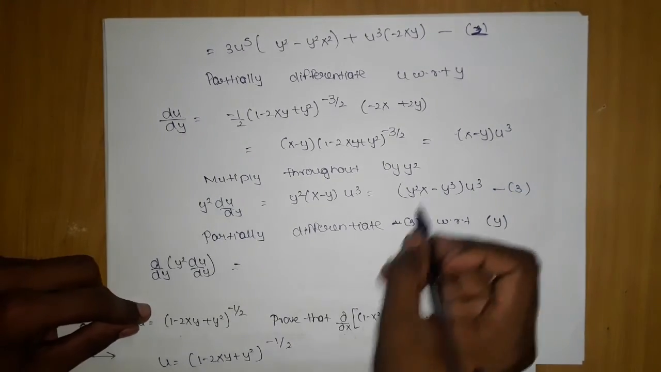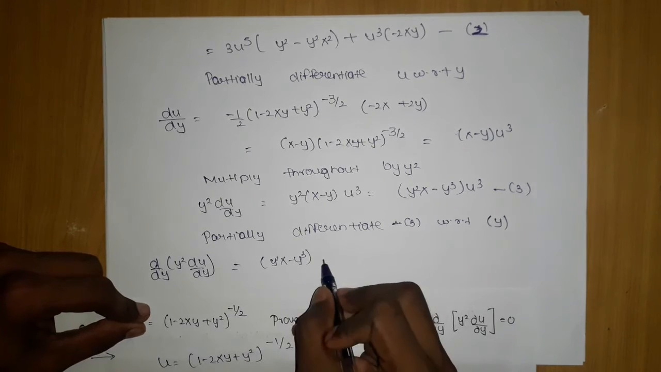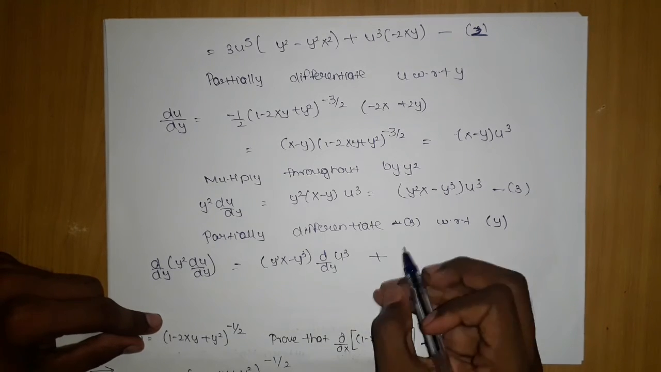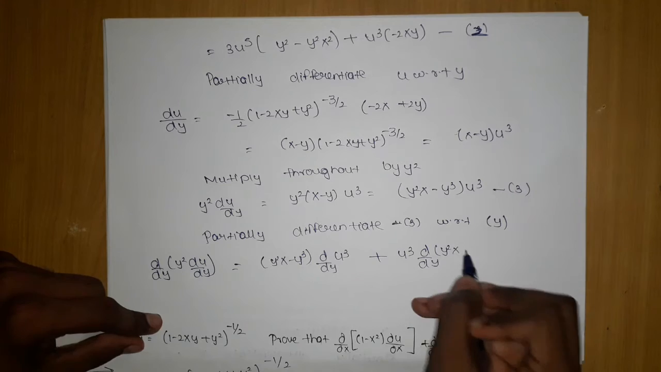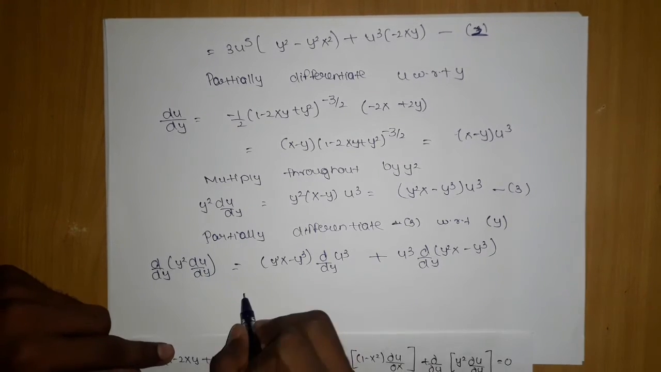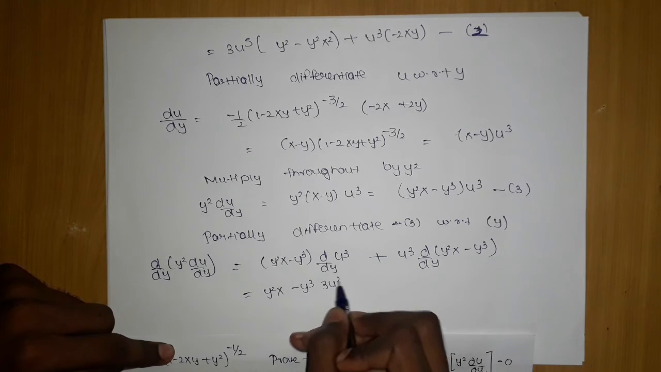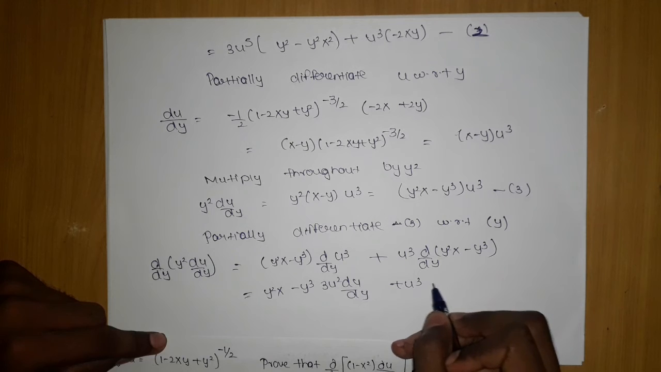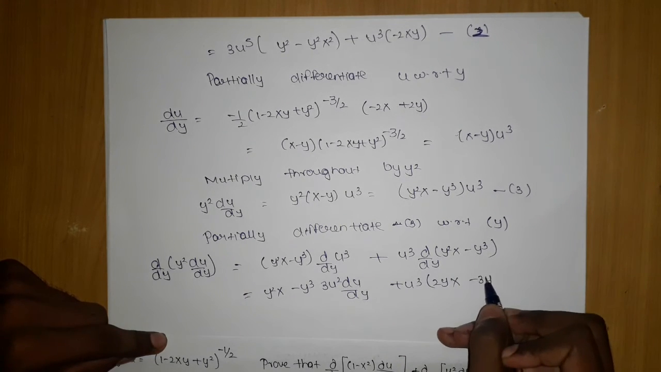If I differentiate it using the product rule, (y square x minus y cube) into ∂/∂y of u cube, plus u cube into ∂/∂y of (y square x minus y cube). If I further solve it, (y square x minus y cube) 3u square ∂u/∂y, plus u cube, this will be (2yx minus 3y square).